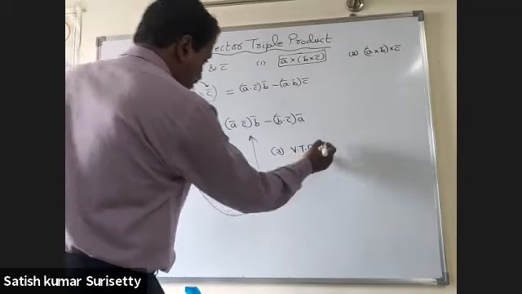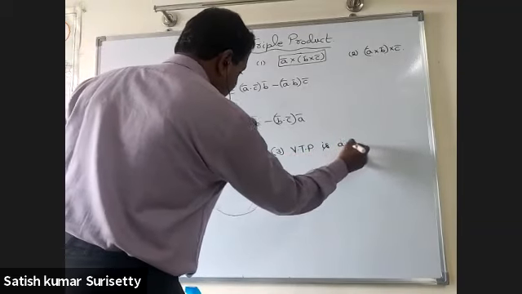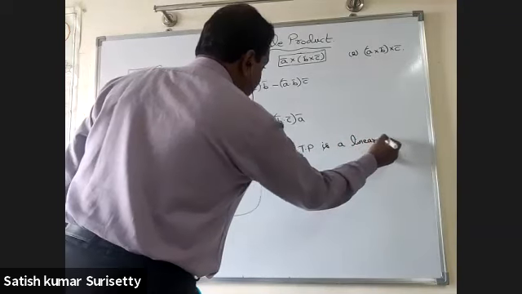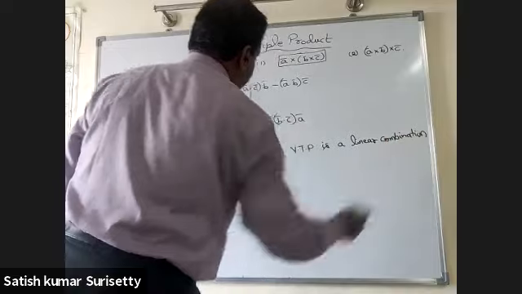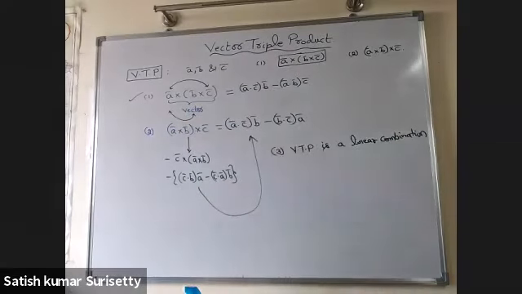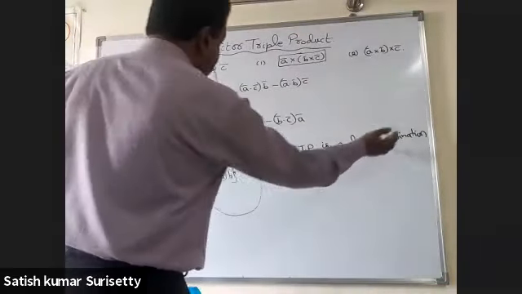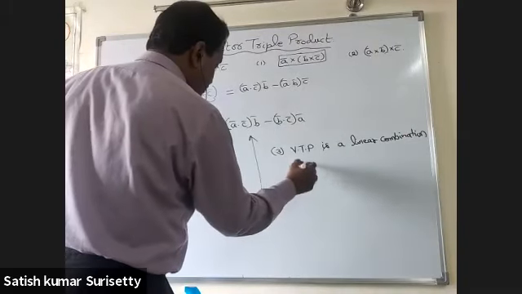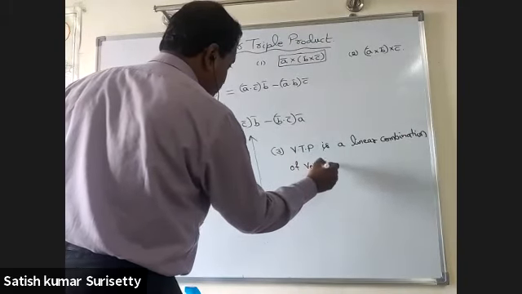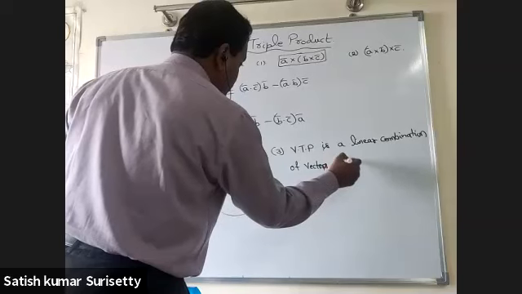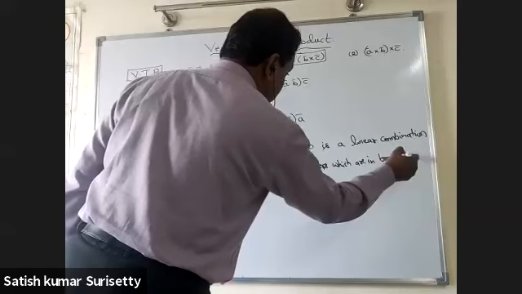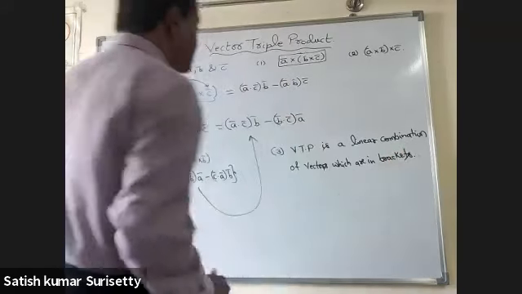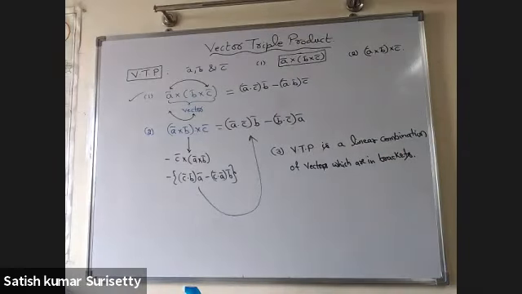Vector triple product is a linear combination. Based on these two, I can say that the vector triple product is a linear combination of vectors which are in brackets. Observe carefully. So the vector triple product is a linear combination of vectors which are in brackets.